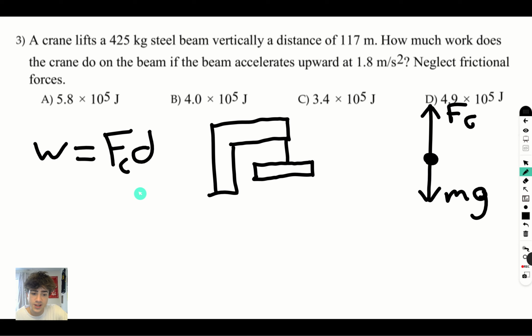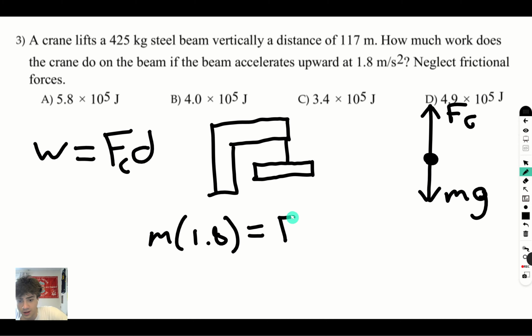So let's take a look at our net force equations really quickly in order to find FC. We know that our net force is written as MA, where M is the mass and A is the net acceleration of the object. We can write our A as 1.8 because that's been given to us in the prompt. And this is going to be the sum of all our forces, FC minus mg. The reason there's a minus sign here is because the mg is going in the opposite direction of the FC.